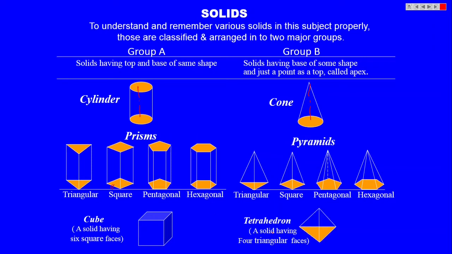And another special type of a solid coming under group B is tetrahedron. Here, a solid having four triangular faces. All triangles are equal. Four equal triangles. These type of solids are known as tetrahedron. This tetrahedron coming under the category of group B.